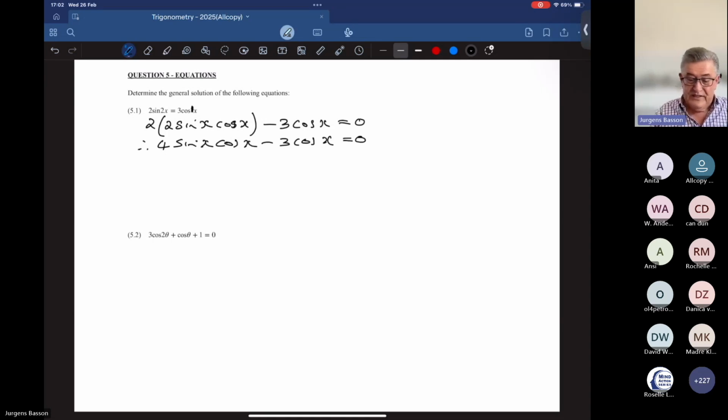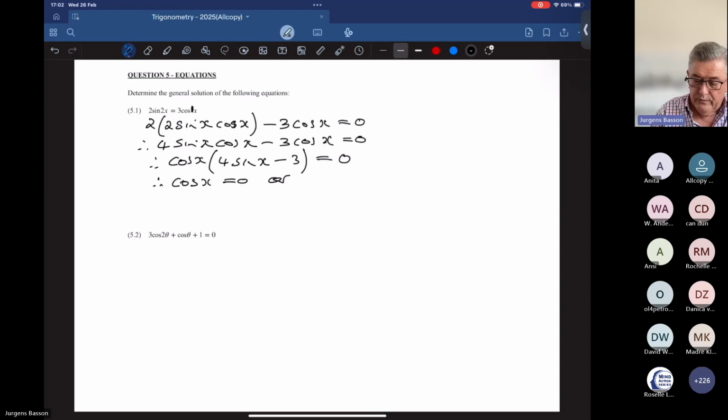So this one, you will see I changed the double angle, and now there's a common factor. So I'm going to take out cos x as a common factor because this is an equation, huh? We don't prove. And I get 4 sin x minus 3 equal to 0. And you agree I'm now going to get two equations. So I get cos x is 0 or sin x is equal to 3/4.